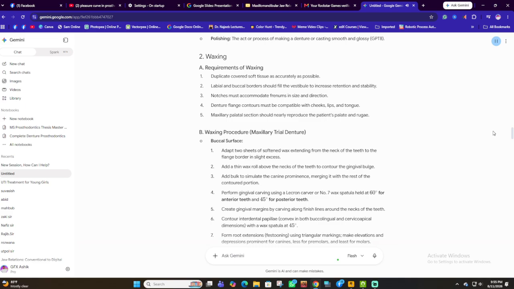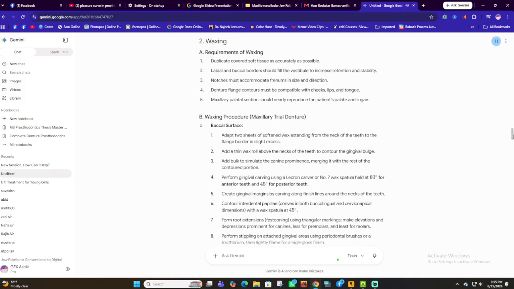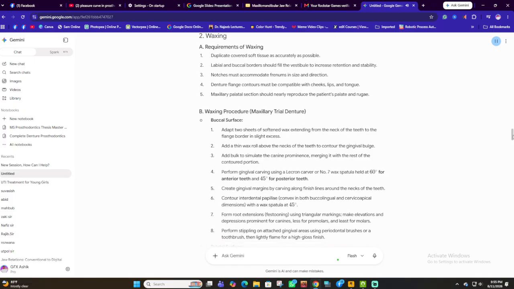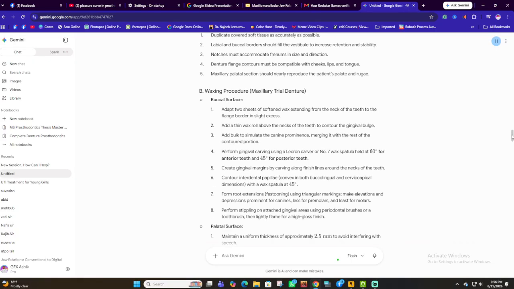Perform gingival carving using a Lecron carver or number 7 wax spatula held at 60 degrees for anterior teeth and 45 degrees for posterior teeth. Create gingival margins by carving along finish lines around the necks of the teeth. Contour interdental papillae, convex in both buccolingual and cervicoapical dimensions, with a wax spatula at 45 degrees.